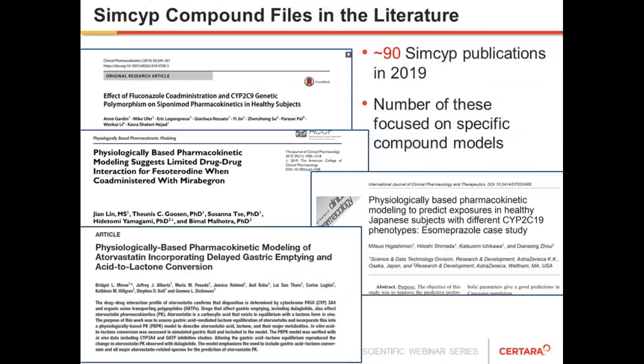Simcyp is used extensively by our consortium members and by other members that use the simulator. In the period from September 2018 to September 2019, there were around 90 publications using the Simcyp simulator in the literature. A number of these are focused specifically on compound models, looking at developing new compound models for specific populations, or for looking at compounds like atorvastatin where specific acid-lactone conversion has been evaluated. And a number of these come from Simcyp themselves as well, where we've published on some of the specific models that we have been working on.